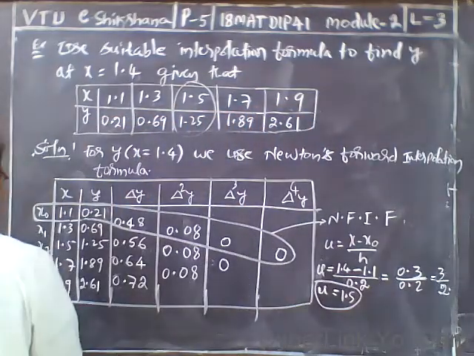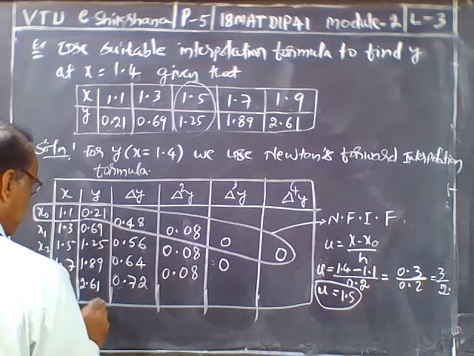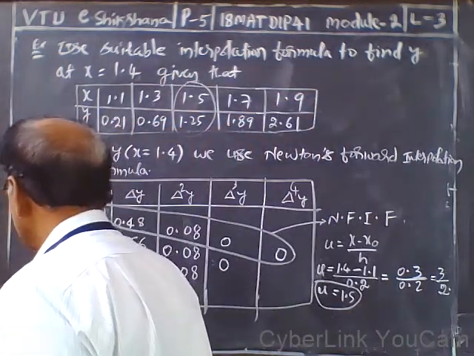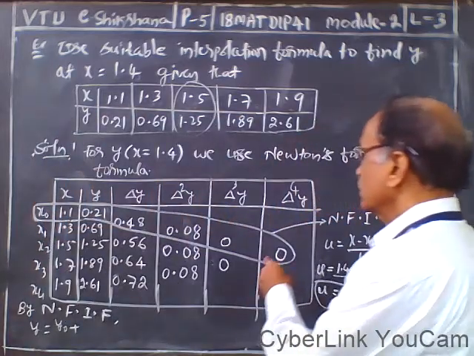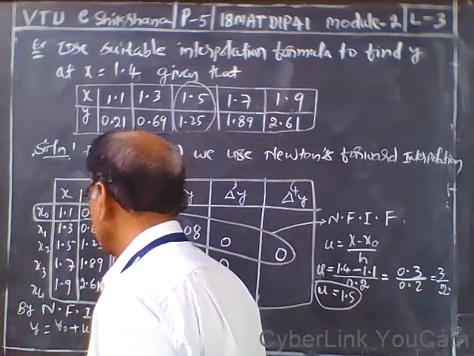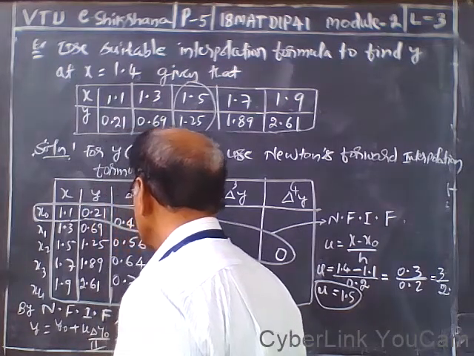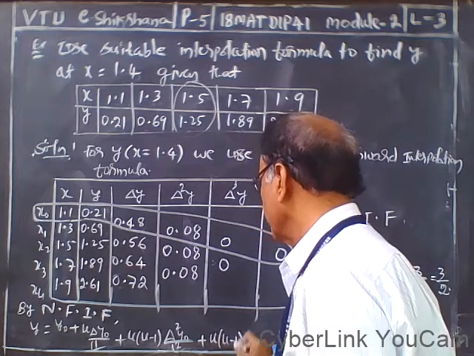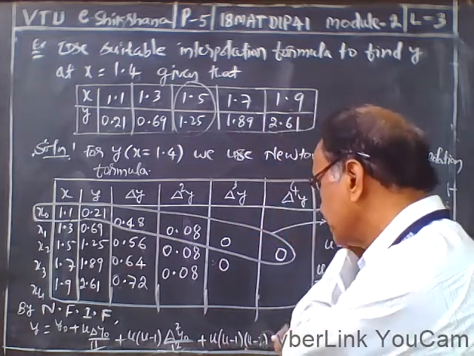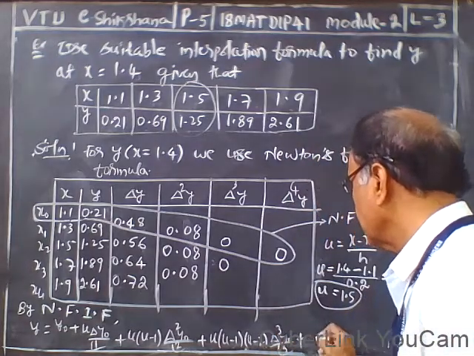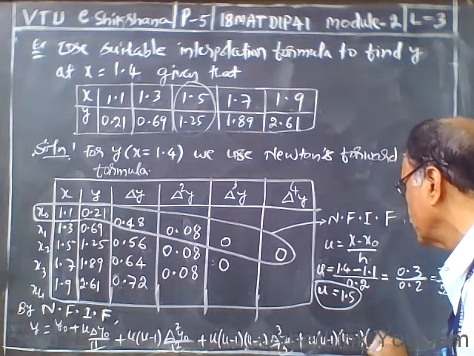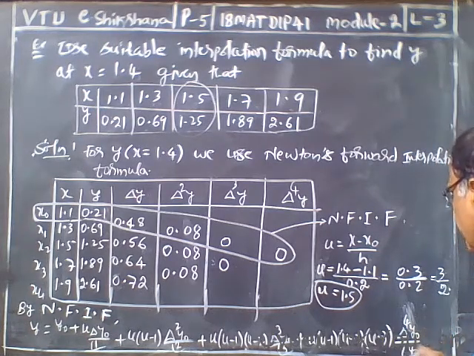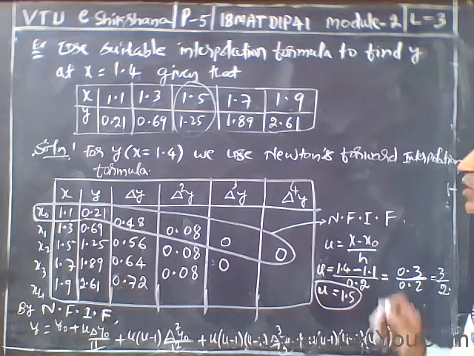Then we have Newton's forward interpolation formula. y is equal to y naught, plus, up to fourth order difference, u into delta y naught by 1 factorial, plus u into u minus 1 delta 2 y naught by 2 factorial, plus u into u minus 1 into u minus 2 delta 3 y naught by 3 factorial, plus u into u minus 1 into u minus 2 into u minus 3 delta 4 y naught divided by 4 factorial. The value of u is equal to 1.5.